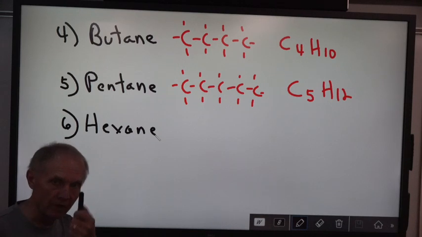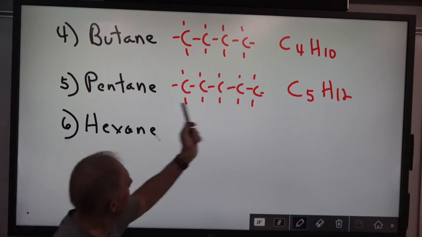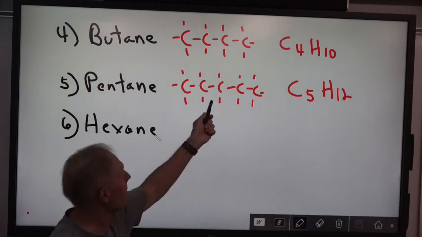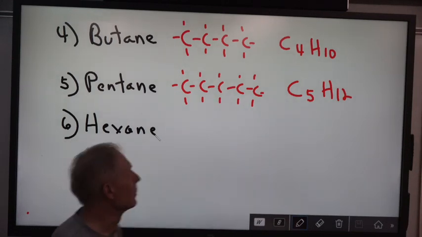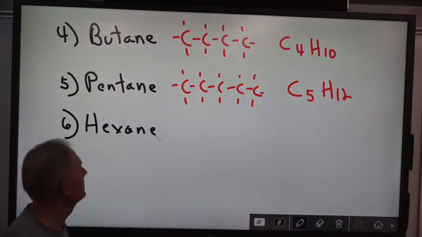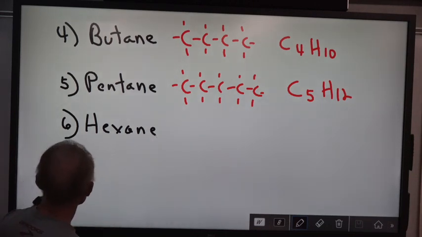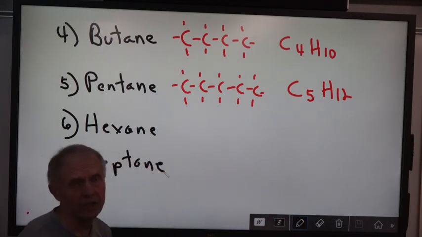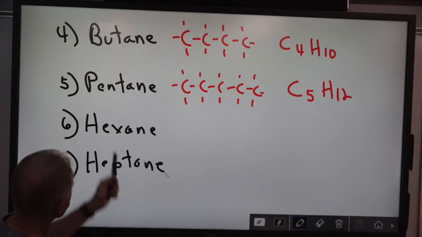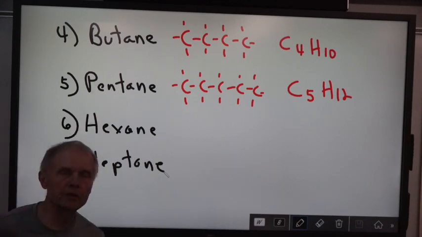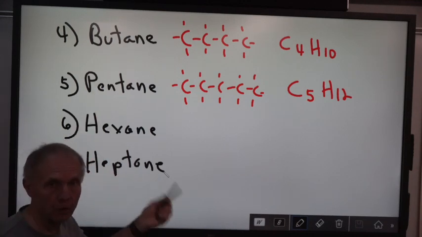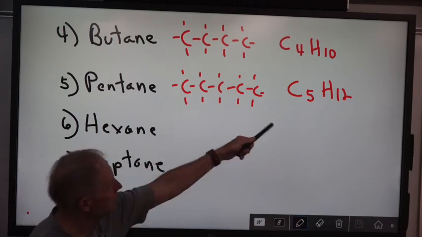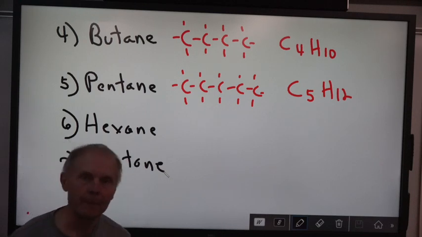And for your first questions, you are going to build it, and then you're going to write, remember, this is the structural formula, and this is the molecular formula. So you're going to do that for hexane, and you're going to do it for heptane. Okay? So, you are going to do these 2. These are your first 2 questions from this video. I want the structural formula and the molecular formula for hexane and heptane.